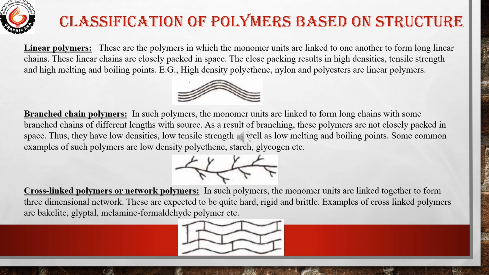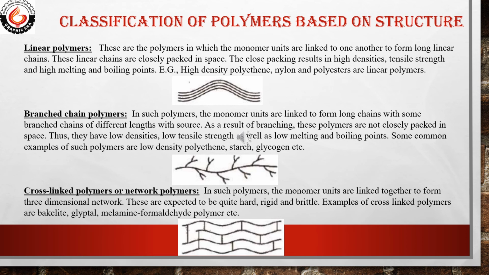These linear chains are closely packed together because there is no branching, so they can attach very closely with each other. The close packing results in high densities and also a high tensile strength, high melting point, and high boiling points of the resulting polymers. For example, high density polythene, nylons, polystyrenes, all are linear polymers.